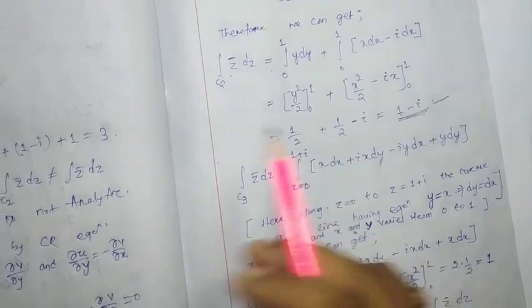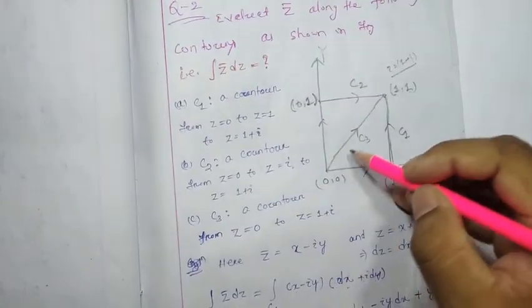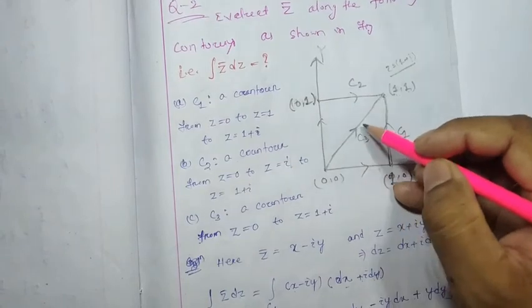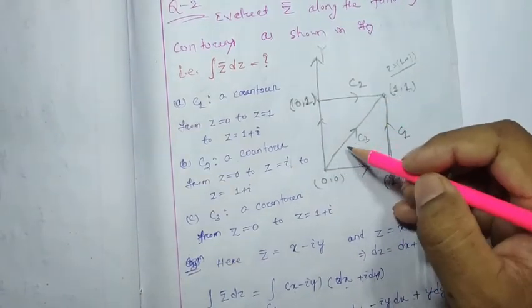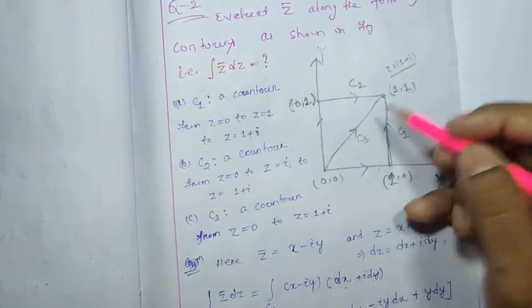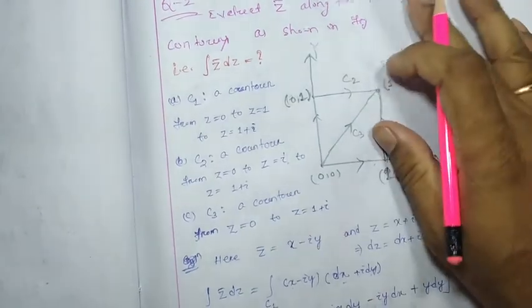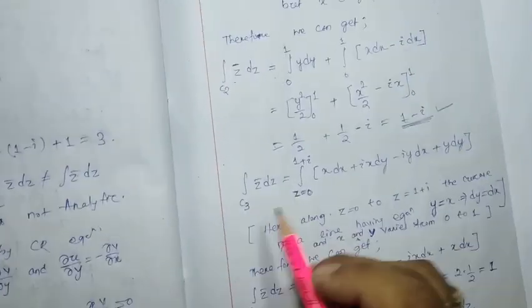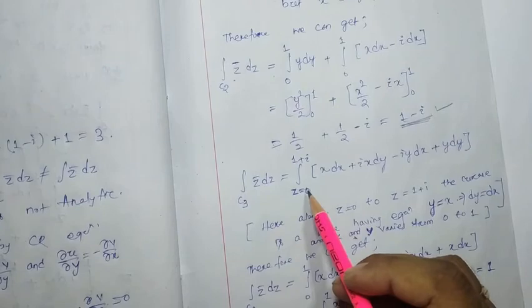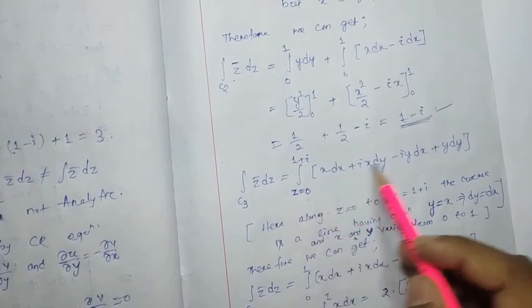Okay, so now we have to consider the path, or contour, C3, z bar dz, that means z equal to 0 to 1 plus i, directly along this line. What is the equation of this line? This is the equation y equal to x. C3 contour is nothing but z equal to 0 to 1 plus i.